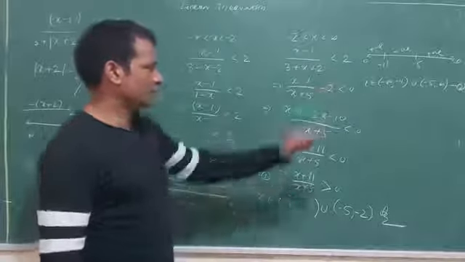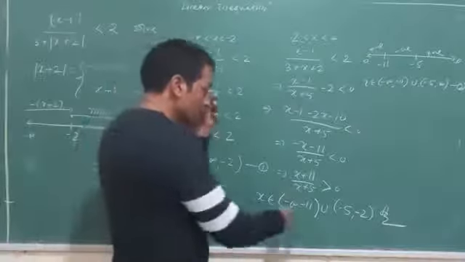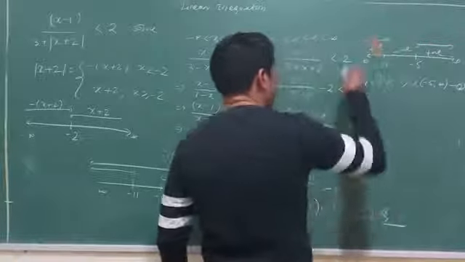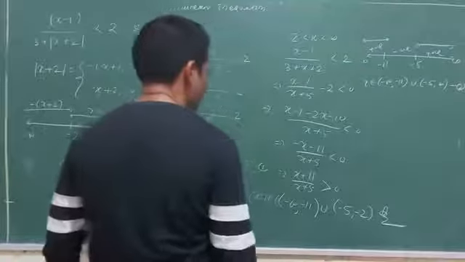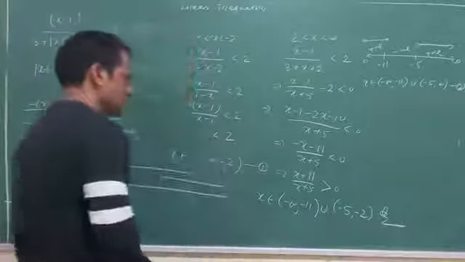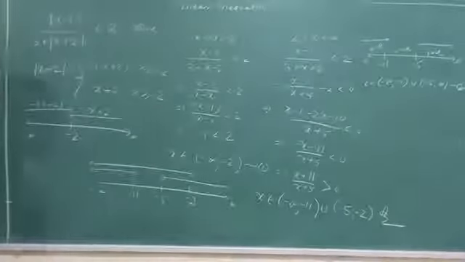Then go to the number line. Alright, positive I am going to put because this is greater than 0. Then go to this one. This was less than 0 initially, so by multiplying by minus it becomes greater than 0. Then both the answers are on the same number line.